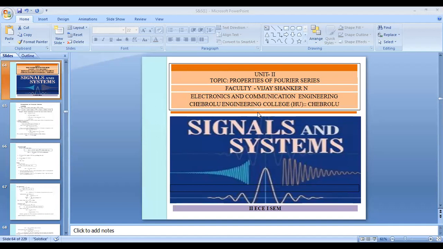Myself, Vijay Shankar, from the Electronics and Communication Department, Chevrolet Engineering College. Today we are going to discuss the properties of Fourier series in Unit 2 as per the JNTU Kakinada syllabus, in Signals and Systems.